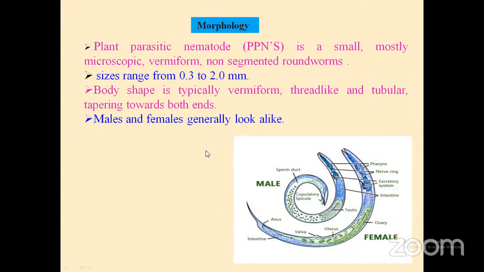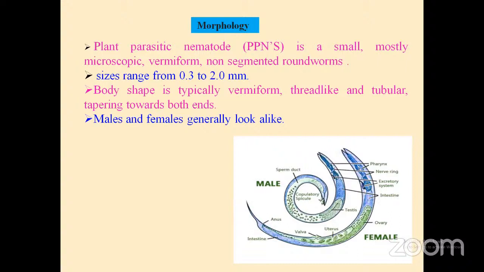Next, we'll learn about morphology, how this plant parasitic nematode will be. It is very small, mostly microscopic. This plant parasitic nematode, or we may call it a PPN, is microscopic in nature. We can't see it directly with our naked eye. It always lives in the soil only.